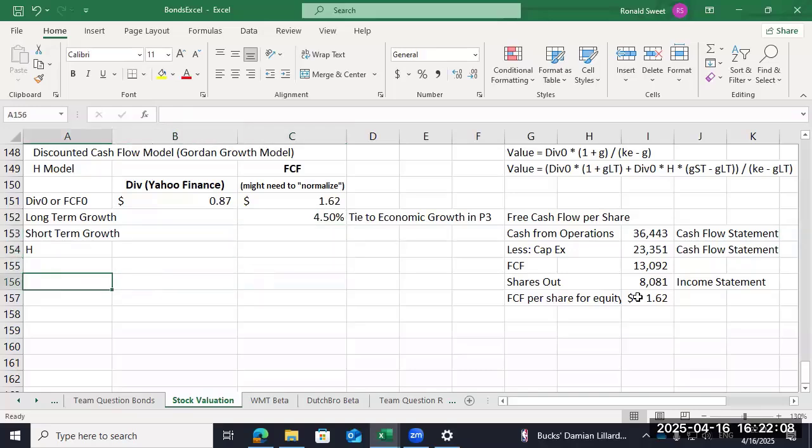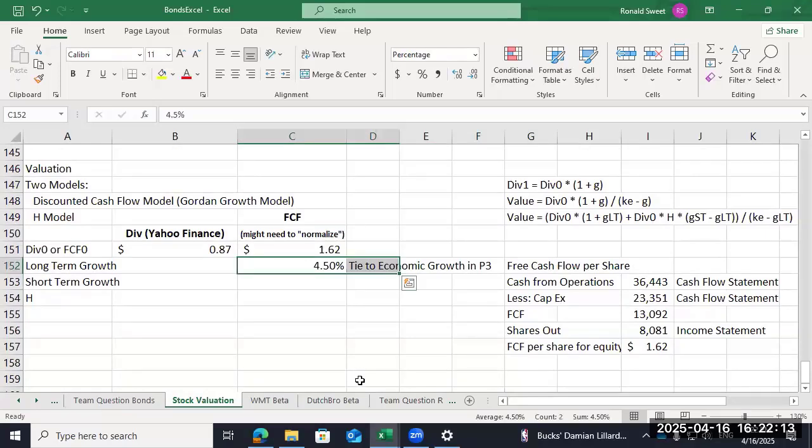Short-term growth. Let's talk about short-term growth. Any questions on that? So you're probably going to have a number in the 3.5 to 5.5, 6% range. You're not going to be too radically off. So short-term growth.